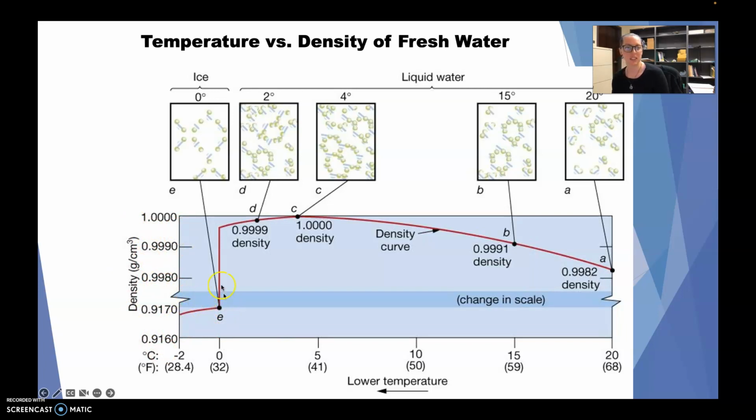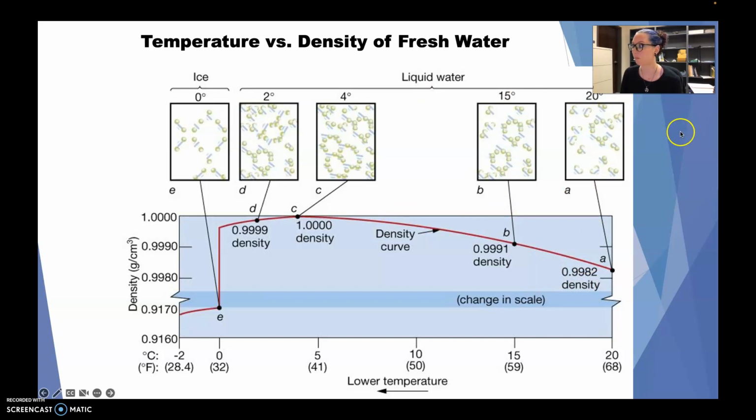So check this out. 0 degrees Celsius or 32 degrees Fahrenheit is where we have ice, and look at how much less dense it is than liquid water, which is water over 0 degrees. So it's in our liquid state, and so yeah, our ice is less dense. There's fewer green and blue dots here on the left side, and there's more green and blue dots here for liquid water. Even less dense the warmer you are, and this is a really important concept as well.